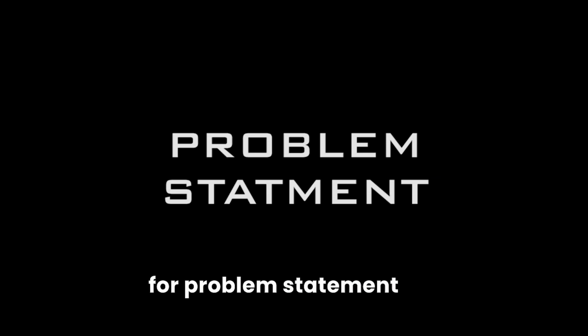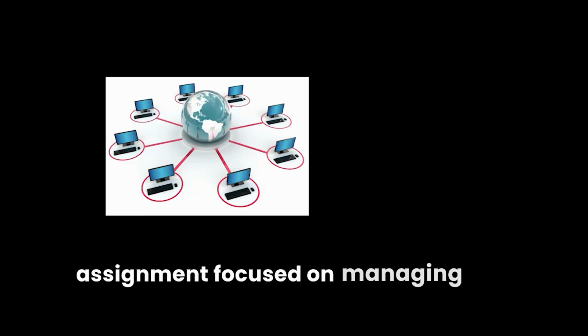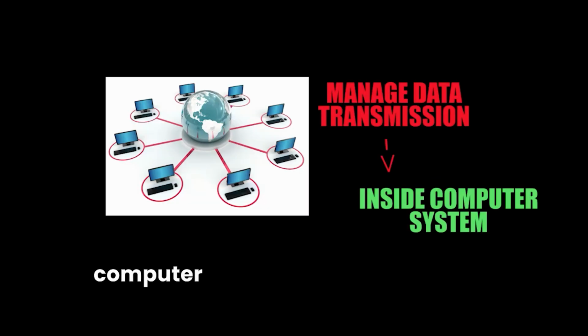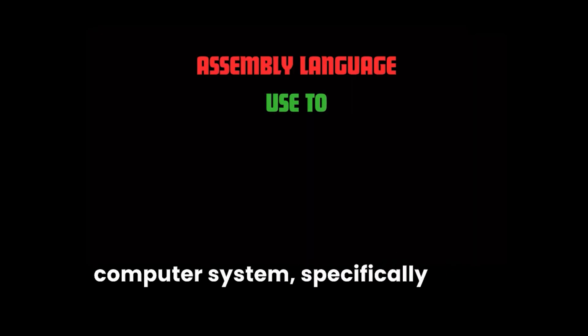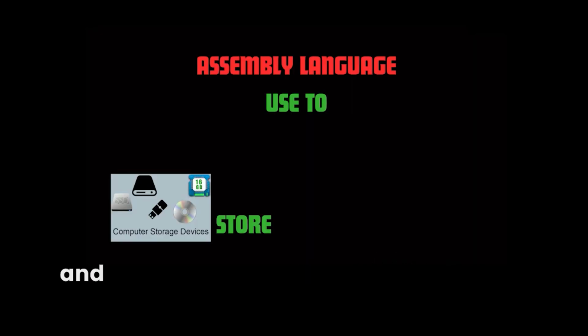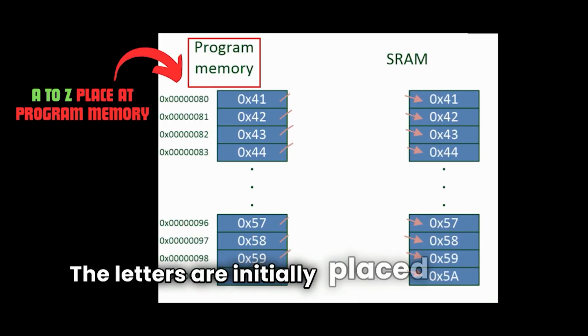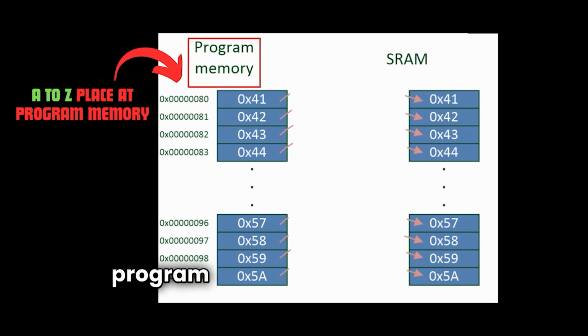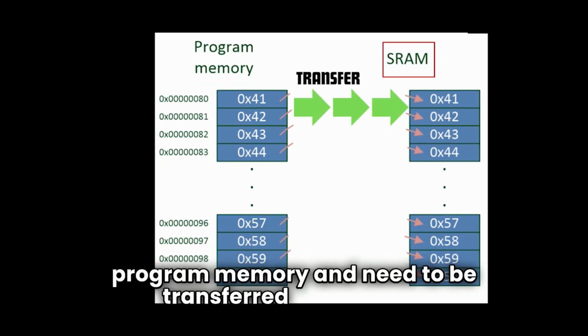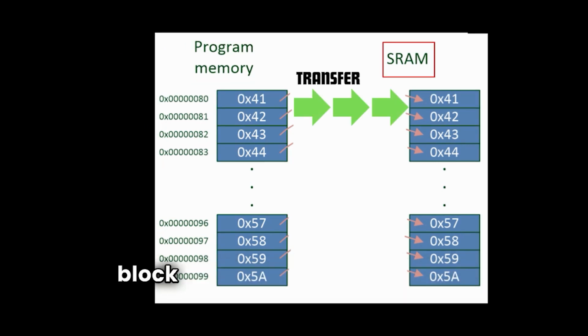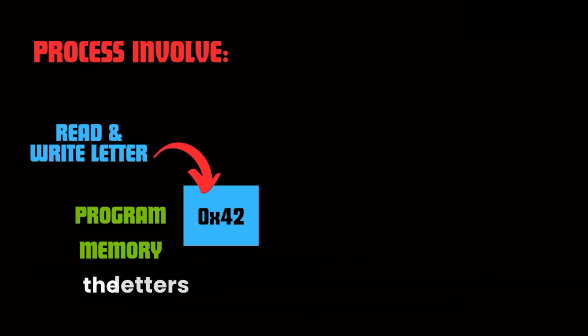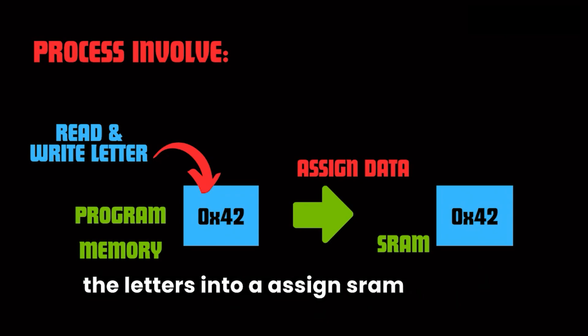For our problem statement, the assignment focuses on managing data transmission within a computer system, specifically using assembly language to store and relocate capital letters in the English alphabet. The letters are initially placed at random positions in program memory and need to be transferred to a contiguous block of SRAM to enable specific processing procedures. The process involves reading and writing the letters into assigned SRAM addresses.